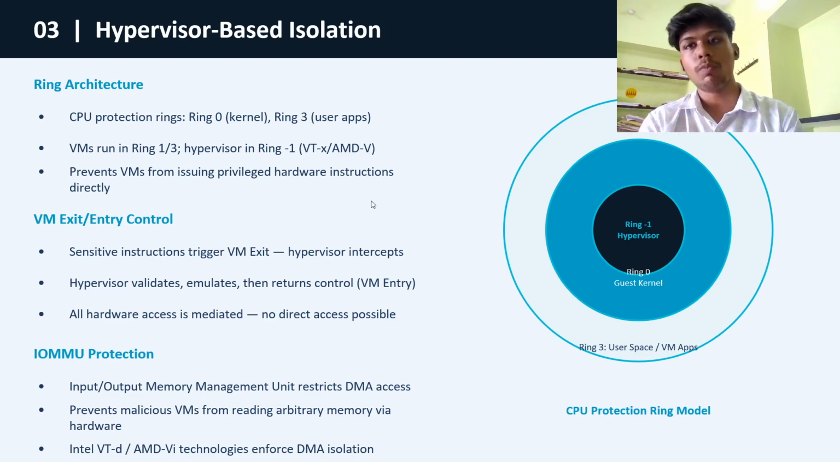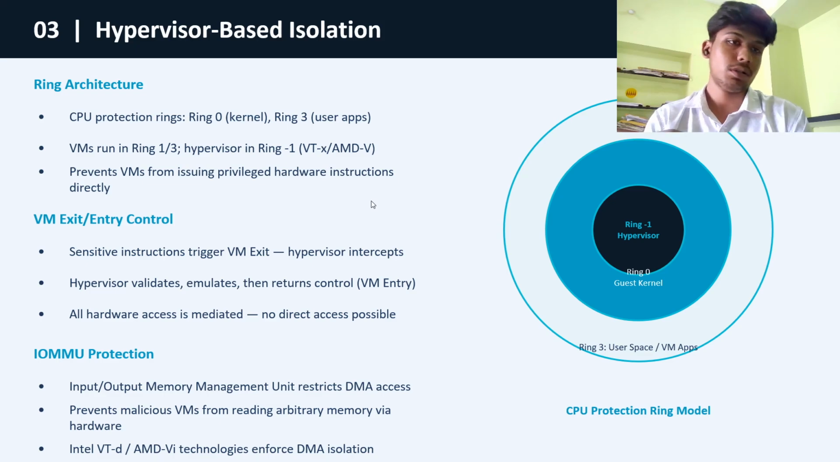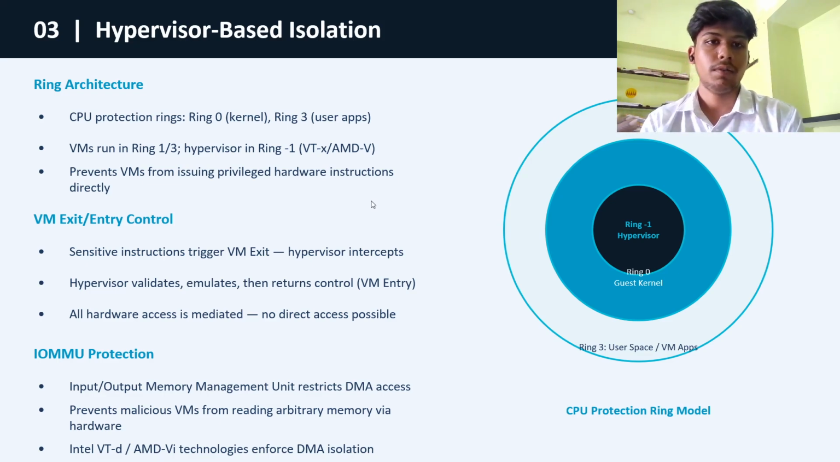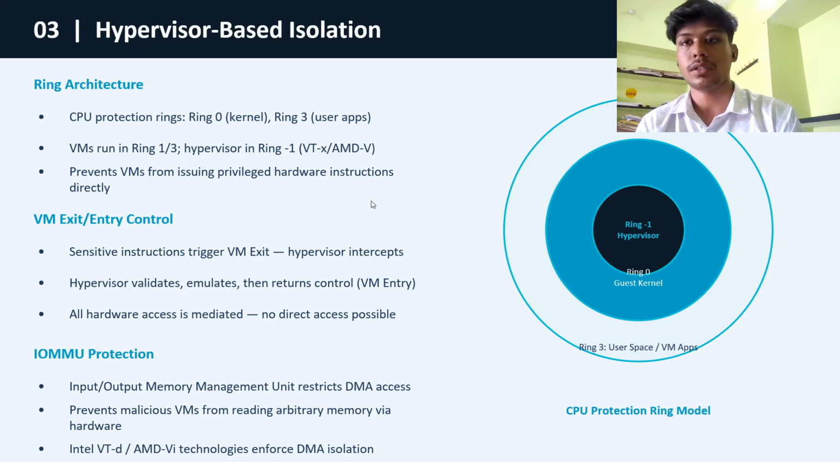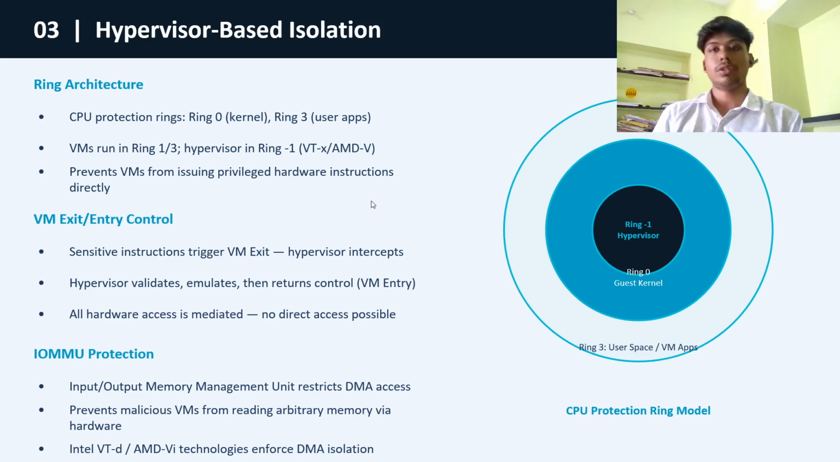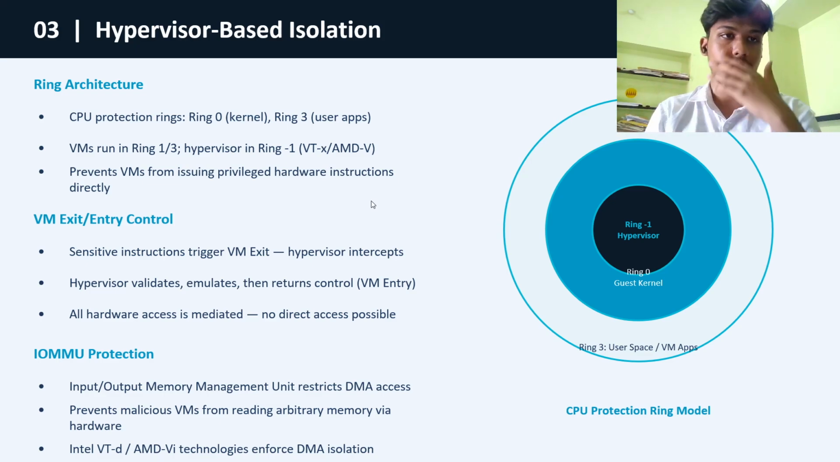Now then there's the IOMMU, Input Output Memory Management Unit. This is a hardware component that controls which physical memory addresses each device and each VM is allowed to access. It prevents a malicious VM from using passed-through hardware devices to read memory that belongs to another VM. Intel's version is called VT-d, AMD's is called AMD-Vi. Together, the ring architecture and the IOMMU form the foundational layer of VM isolation. So these are the hypervisor-based isolation.